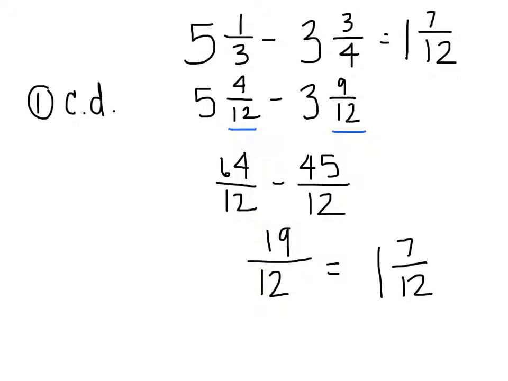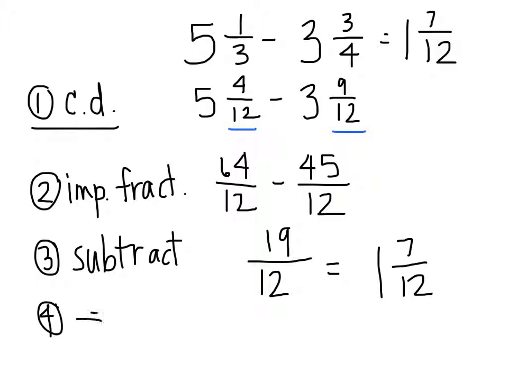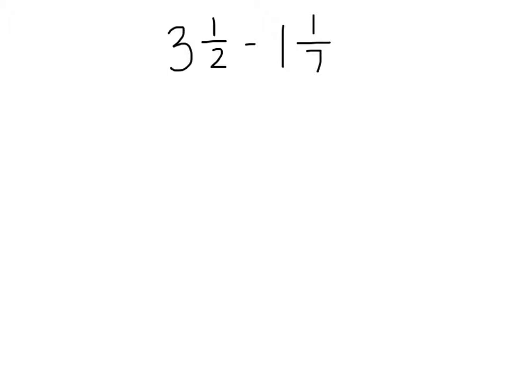Okay, so the first thing we did was we found that common denominator. Then the second thing we did was we changed them to improper fractions. Okay, then we subtracted. And then we went back to a mixed number. Let's see how that might work with this problem.